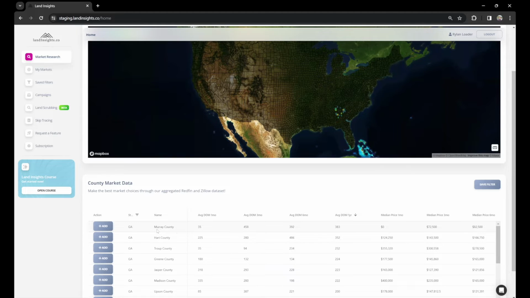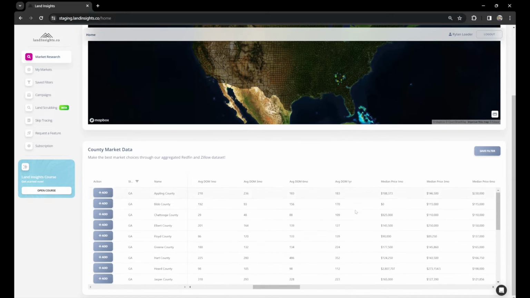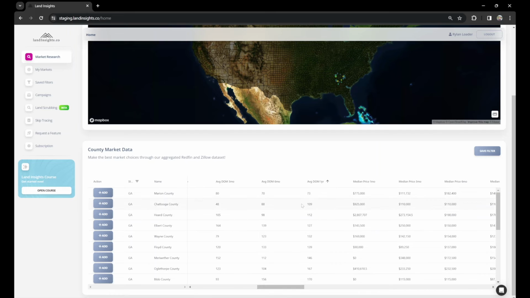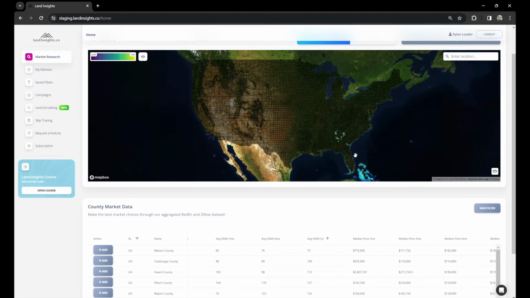So as you can see, Murray County, Georgia is moving slow. It might have a high sell-through rate, but average time to sell each individual property is 383 days. Let's go to the smallest. Appling County, Georgia, 183 on average. Oh, sorry, it's not filtered. Okay. Marion County, Georgia, smallest. So 73. That's hot. So it's showing high 6-month sell-through rate, greater than 20 properties for sale, and it's got really fast days on market.